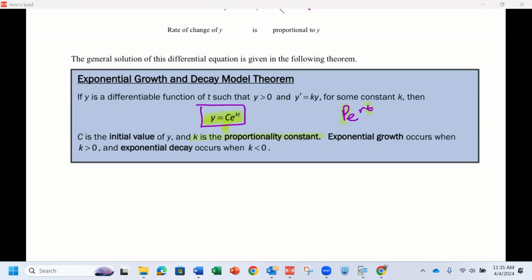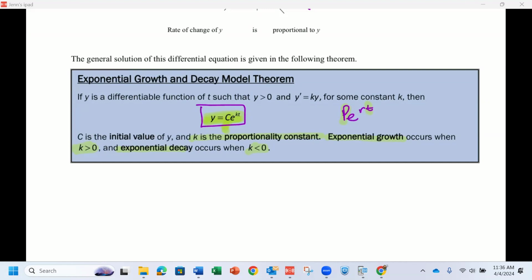Again, how we know the difference between growth and decay: if you're dealing with exponential growth, your constant, your k value, is greater than 0. If you're dealing with decay, k is less than 0, a negative number. So if something's decaying over time, you'll have a k value that's negative. For example, the value of a car: we know that cars depreciate over time. It would be an example of exponential decay. So again, something that you're familiar with.